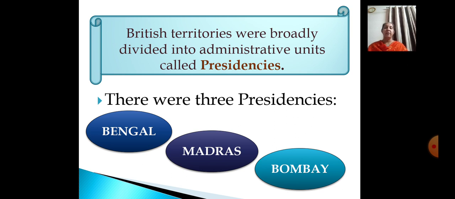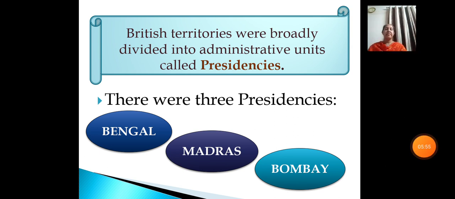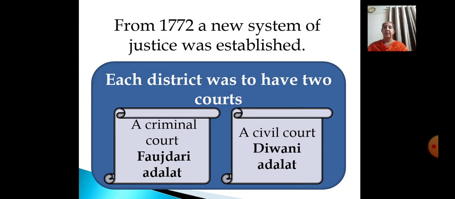Now, Warren Hastings, the first Governor General, introduced several administrative reforms, notably in the sphere of justice. From the year 1772, a new system of justice was established. In that, each district was to have two courts: one was the criminal court and the other was the civil court.